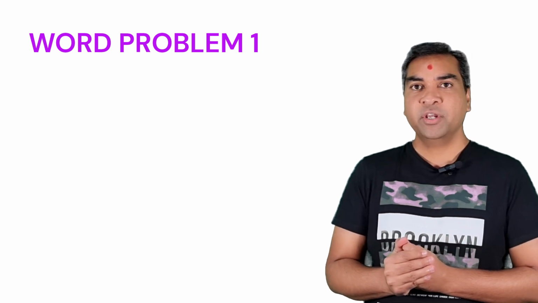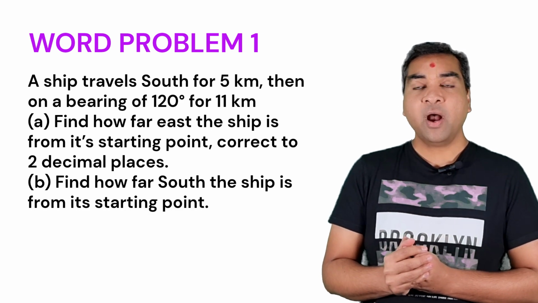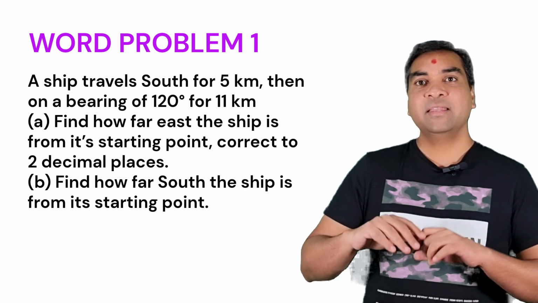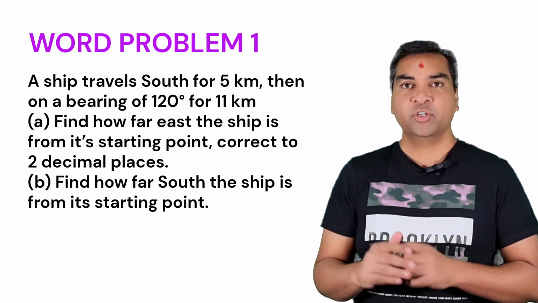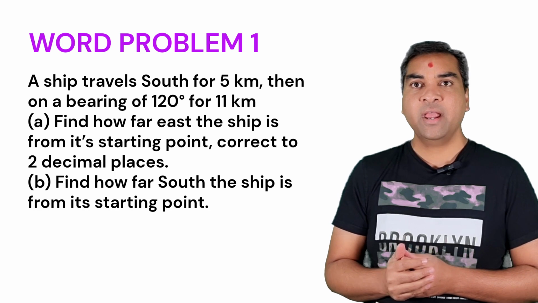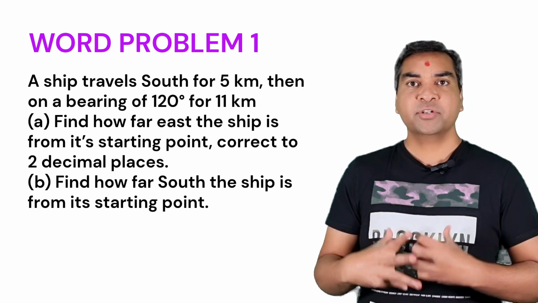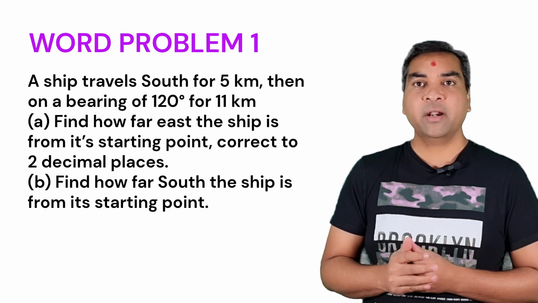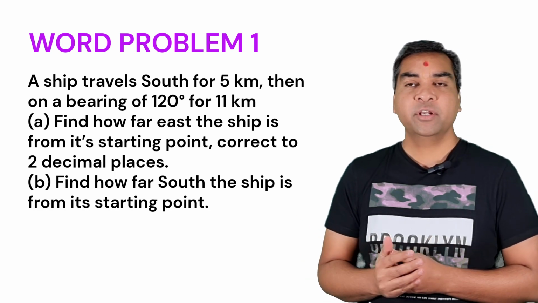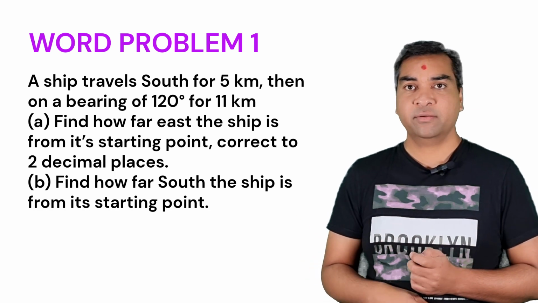Now we will try to solve word problems involved in the bearings, guys. This is going to be really important and exciting. So let us say word problem 1 we are going to solve, in which a ship travels south for 5 kilometer and then on a bearing of 120 degree for 11 kilometer. So two parts I got to figure out. Part A is how far east the ship is from its starting point, correct to two decimal places. And part B is find how far south the ship is from its starting point.